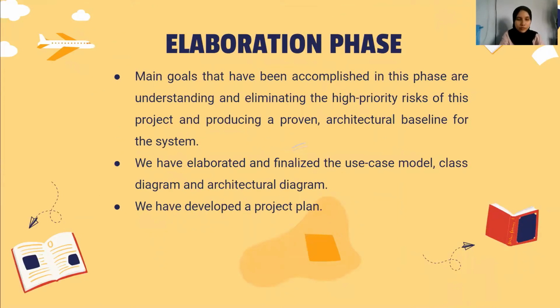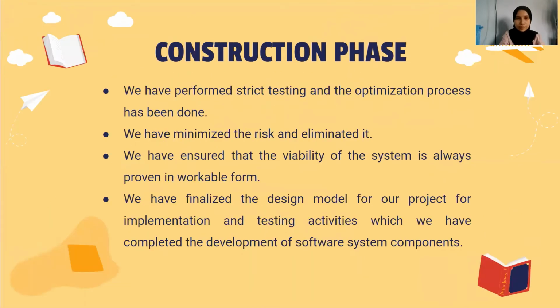In the elaboration phase, it includes planning and modeling. The main goals that have been accomplished in this phase are understanding and eliminating the high priority risks of the project and producing a proven architectural baseline for the system. We have also elaborated and finalized the use case model, the class diagram, and architectural diagram. And we also have developed a project plan to ensure that the critical tools, processes, standards, and guidelines have been put in place for the construction phase.